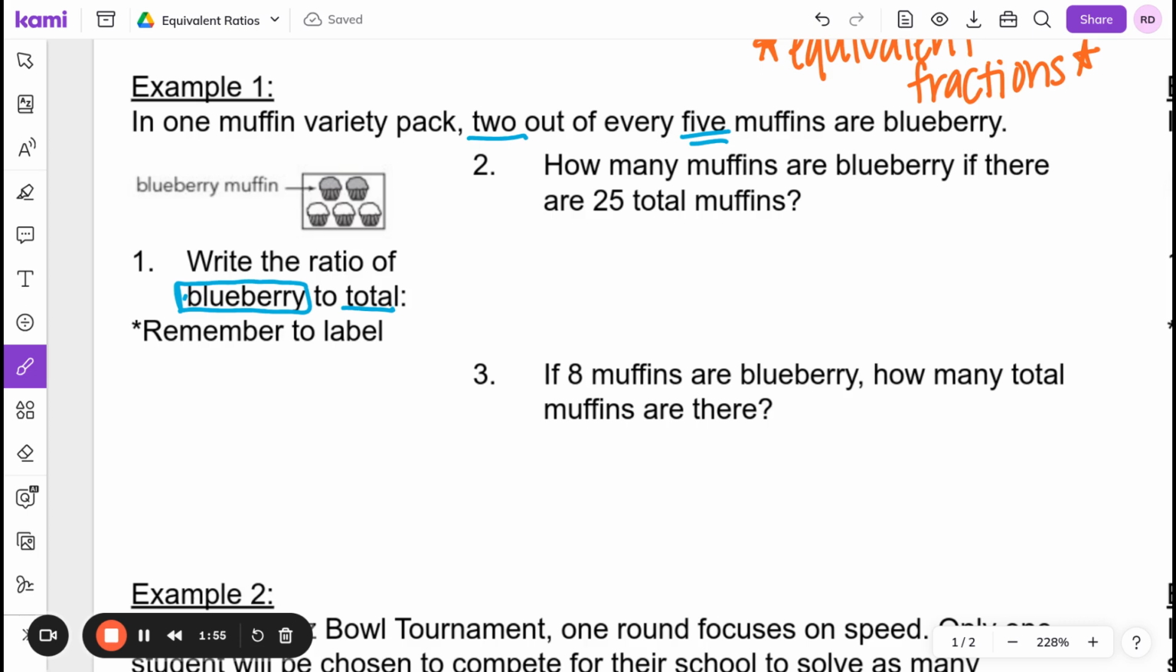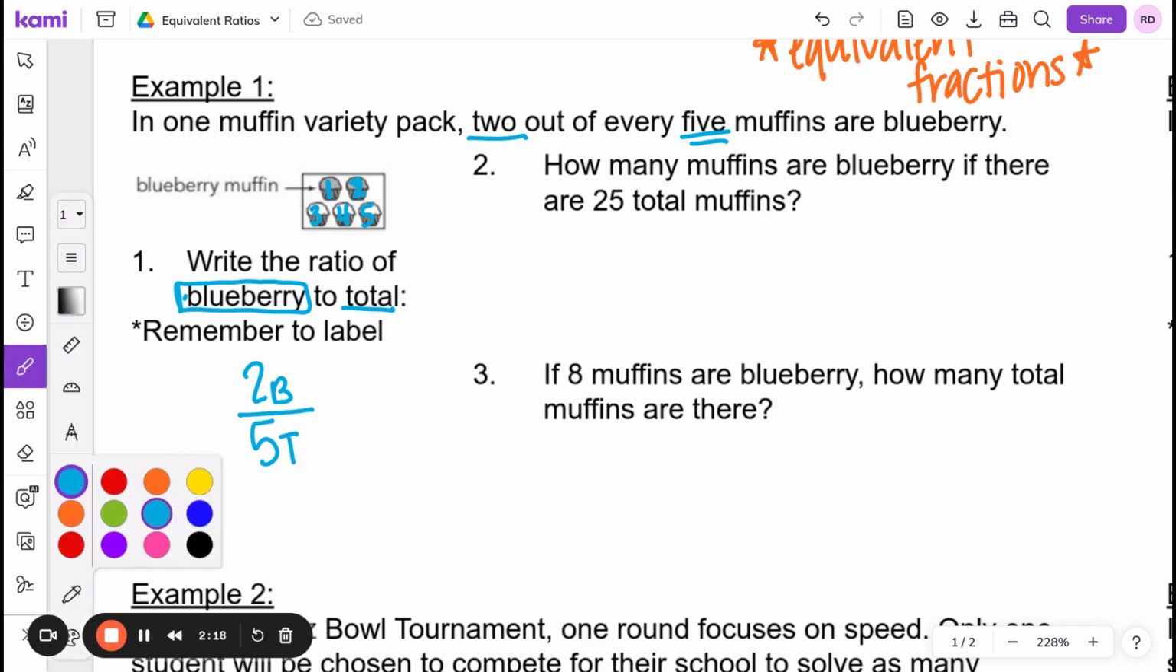So here we have 2 blueberry muffins over the 5 total muffins. And so you can see right here in this picture, here's 1, 2 blueberry, and then there's 3, 4, 5 more. So 2 to 5. Now we're going to use this starting ratio to solve for the missing values in these other 2 practice questions.